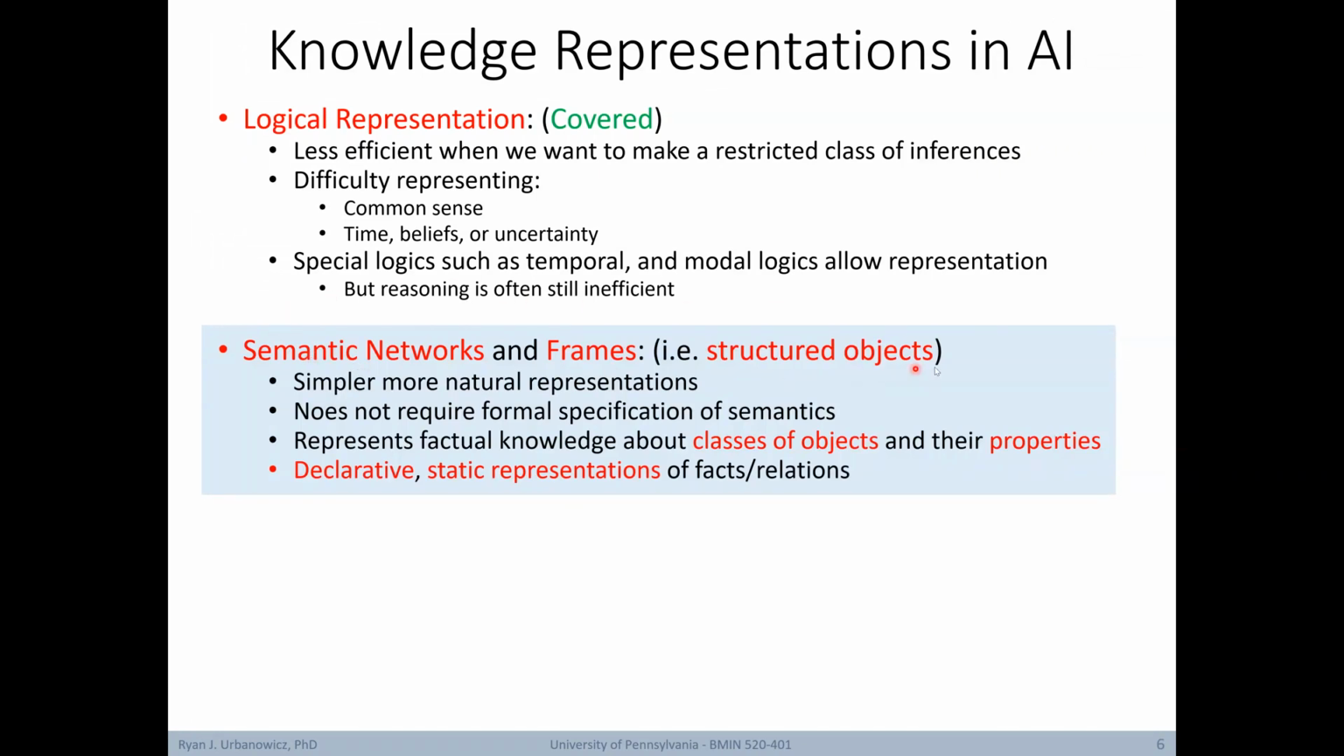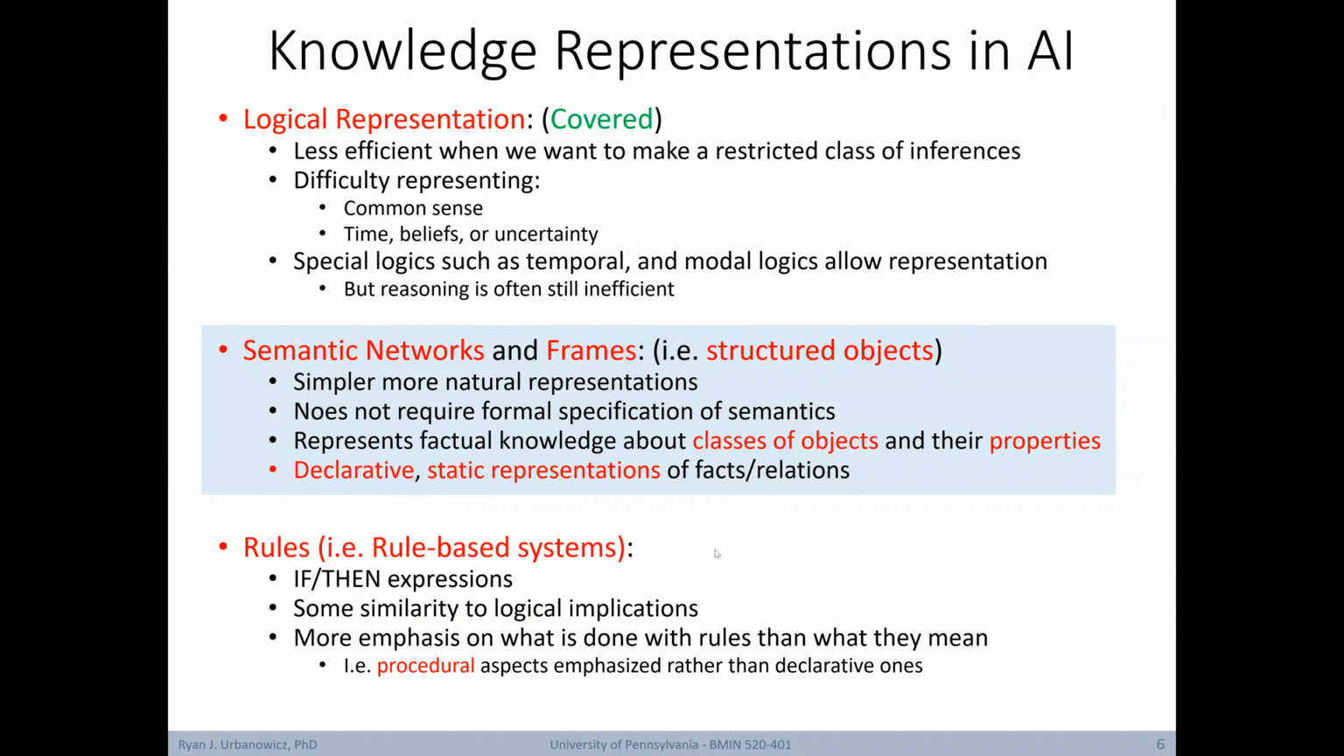Today, of course, we're covering semantic networks and frames, which are also referred to as structured objects. These offer a simpler and more natural set of representations, and they don't require formal specification of semantics. They can be used to represent factual knowledge about classes of objects and their properties. Ultimately, they offer a declarative, static representation of facts and relationships.